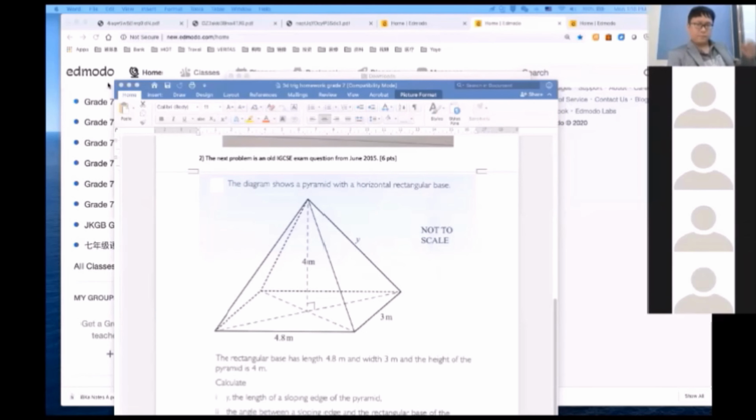Oh, Olivia, yes, you may do it. Olivia, do you want to do it on the whiteboard or your screen? Share screen. Okay, go ahead, share your screen. Nice. Can you see it? I can see it.